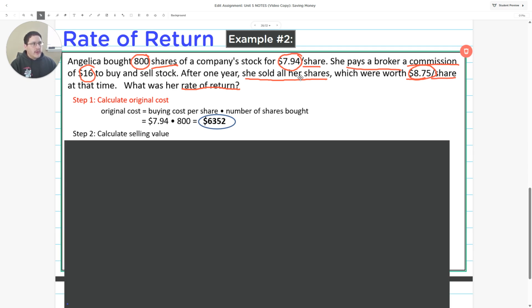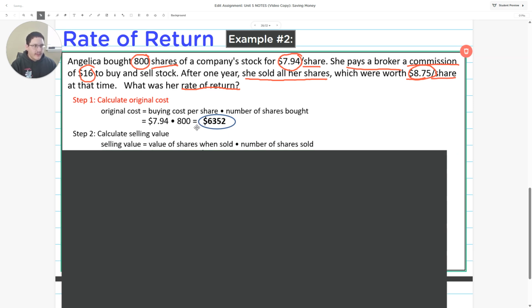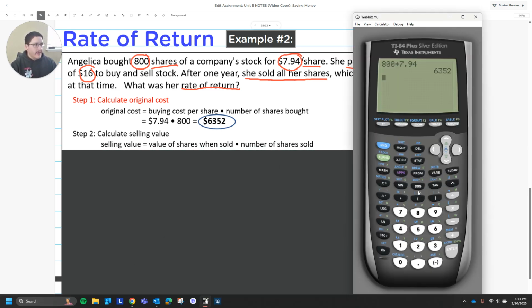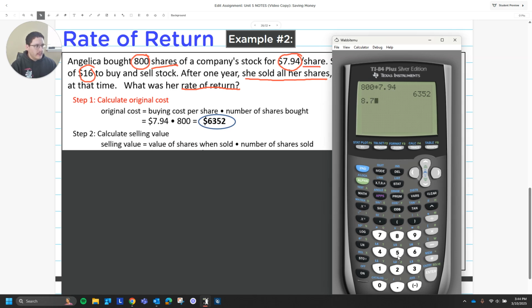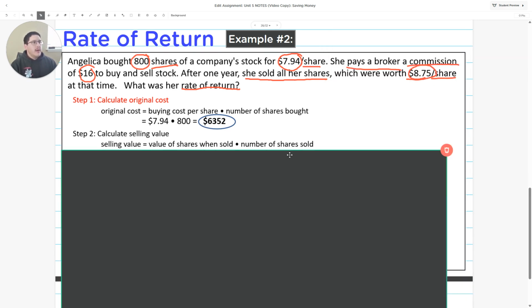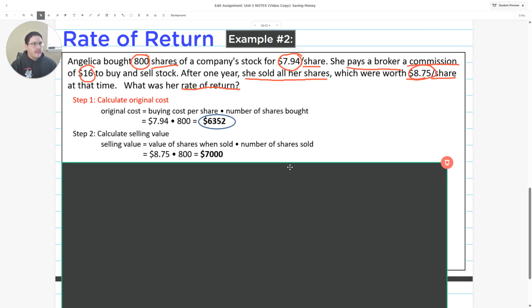So we know that she sold all of her stock at $8.75. So how do we calculate it? Same thing as before, except we're going to use the price of the shares when we sold them, and then multiply by the number of shares sold. So the price in this case was $8.75 when sold. We're going to multiply by the number of shares we've sold, which is 800, and we have $7,000. So the price that it was sold for was $7,000.